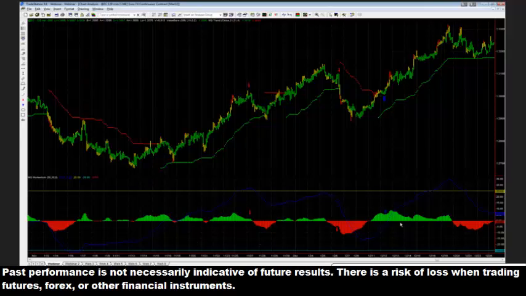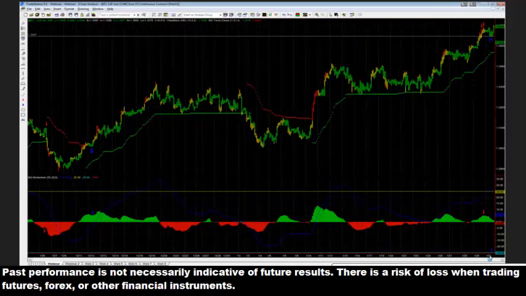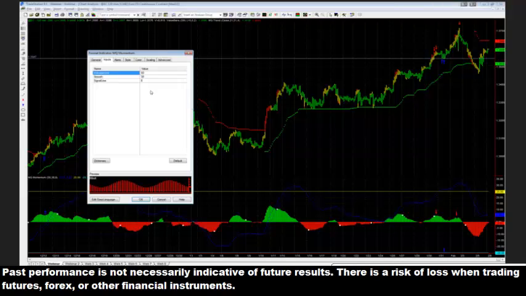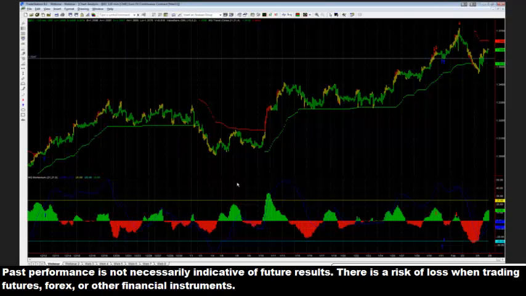Let's see here. So this period, by the way, I wouldn't say I'm getting a ton of information from this, but this is just to challenge you to look at different combinations of this indicator. Let's try like a 21, 8. Let's try that. Okay.